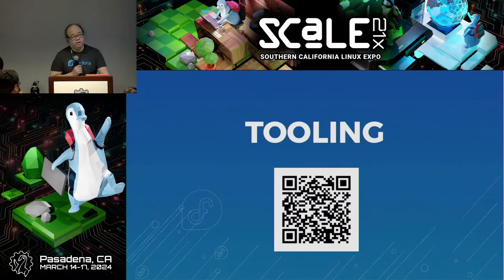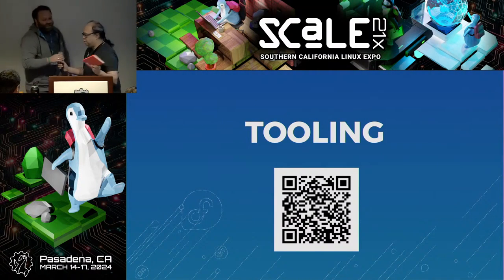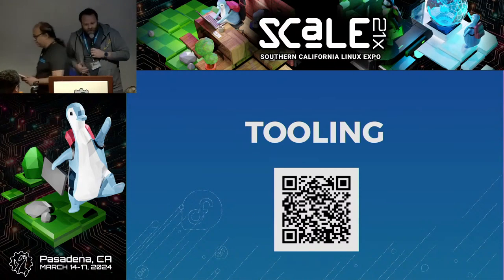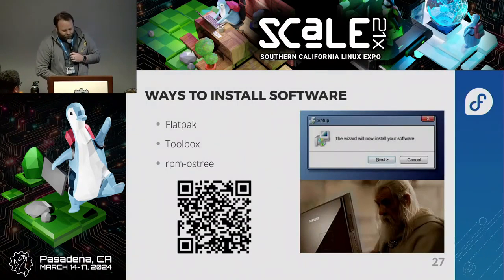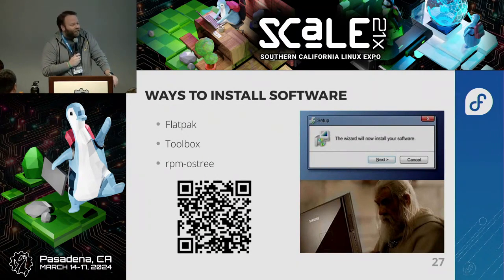All right, so we'll head on over to tooling here with Brian. Thank you. So, talking about tooling, we're talking about different ways to install software that you would normally do, and some of the gotchas. Three of the primary ways that we're going to look at are Flatpak, Toolbox, and rpm-ostree.